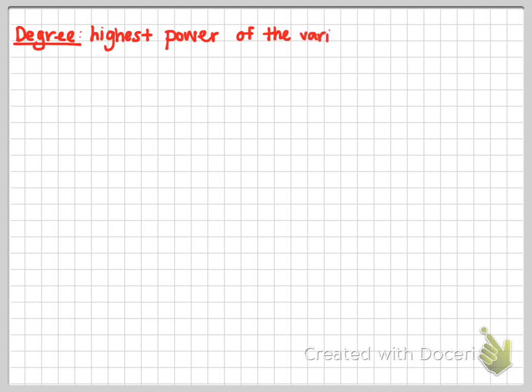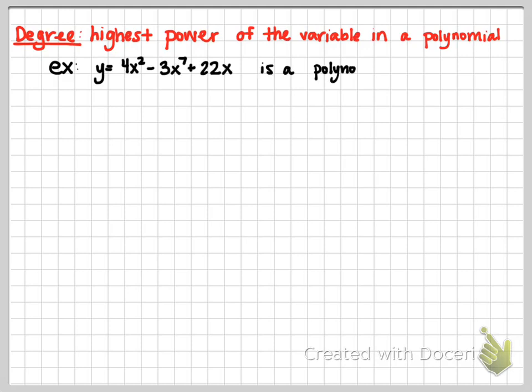The definition for degree is the highest power of the variable in a polynomial. Really simple concept. For example, in the polynomial y equals 4x squared minus 3x to the 7th plus 22x, this is a polynomial that has a degree of 7 because the highest value exponent here is 7. Okay, so that would be our degree.